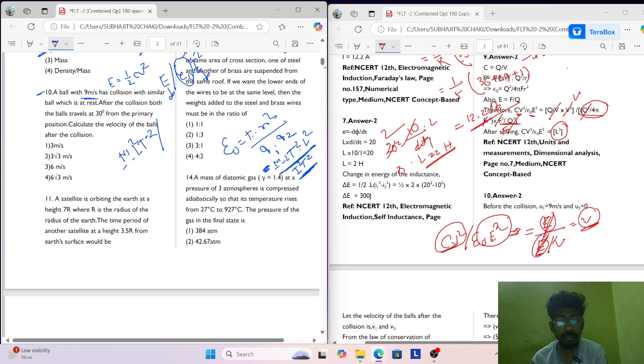A ball with 9 meter per second has a collision with a similar ball which is at rest. U1 is given, U2 is equal to 0. After collision, both the balls travel at 30 degrees with the primary direction. Calculate the velocity of the balls after collision. Nice. The law of conservation of momentum you have to apply.